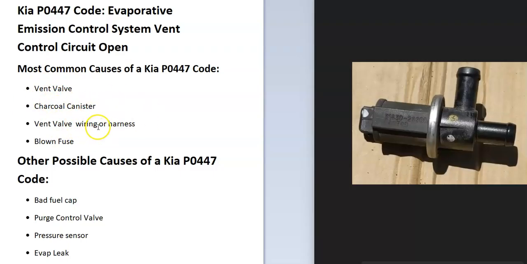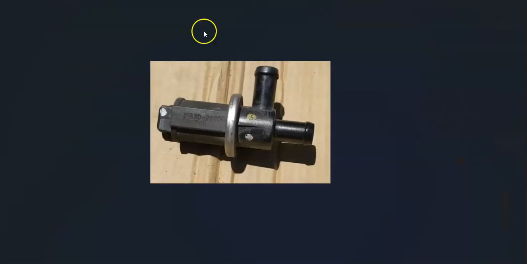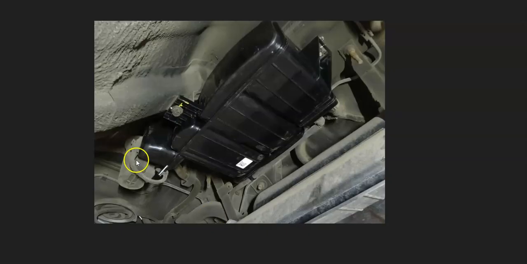And so the first thing to do when you get this code is to go locate the vent valve on your particular Kia, and there can be some differences. The vent valve is going to be located by the charcoal canister somewhere, which is located up and underneath the vehicle by the gas tank. And sometimes it could be a part of the charcoal canister, and then sometimes it'll be separate, but it'll be real close to it, even if it is separate.